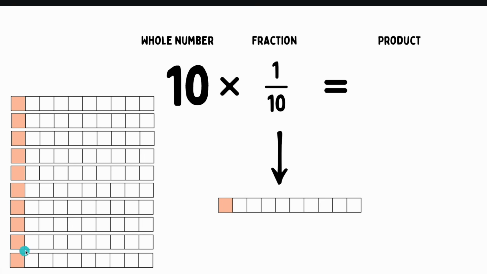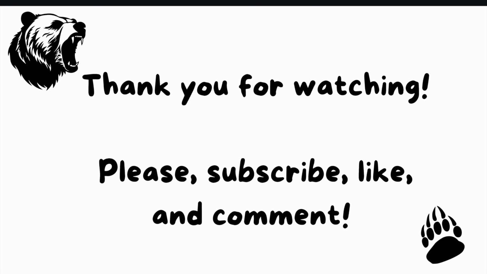Let's combine these tenths to make one whole. We notice that we can make one whole. 10 tenths equals one whole. So the product is 1. 10 times 1/10 equals 1.